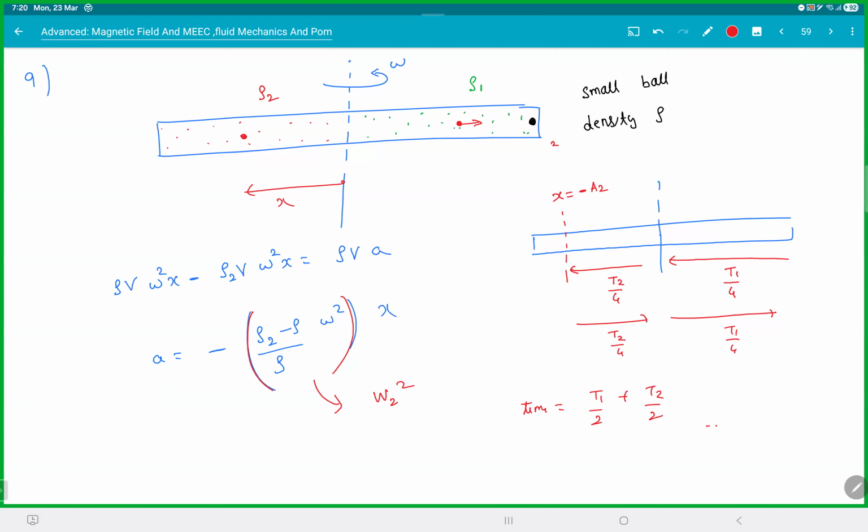Clear with this? How will you take pressure, right? Do you know the area of the ball? So that's how you get the time period.